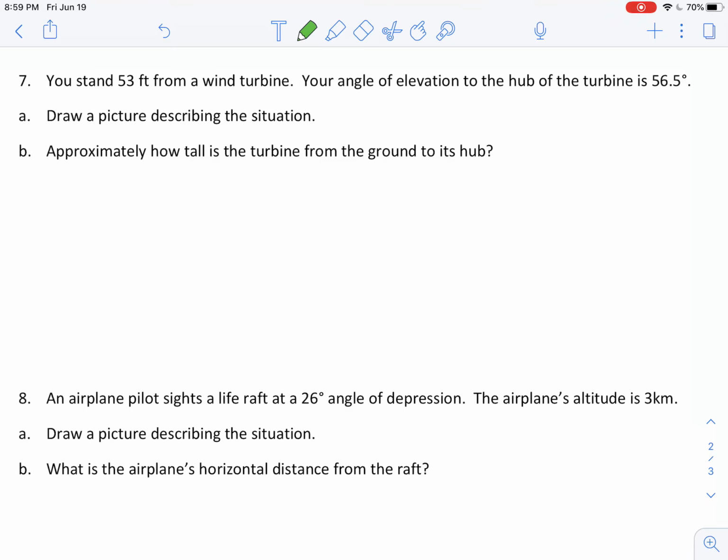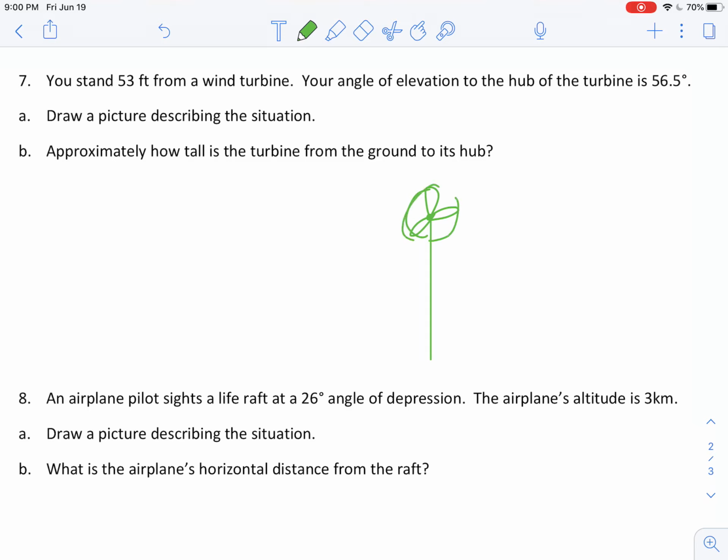You stand 53 feet from a wind turbine. Your angle of elevation to the hub of the turbine is 56.5 degrees. We're going to draw a picture of the situation and then find approximately how tall the turbine from the ground to its hub is. So, you don't have to draw anything except triangles. But if it helps you to picture it, then yeah, pretend like you're trying to draw a very poorly drawn wind turbine. Kind of looks like a big flower.